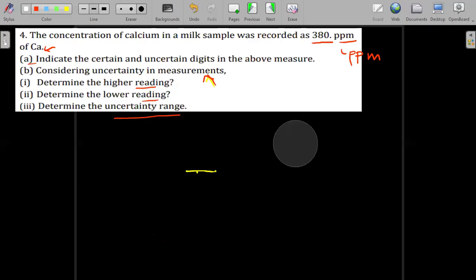Okay, so let me rewrite it here. You focus on the uncertainty digit. So we have 380.0 like that. We have to focus on this uncertainty digit.